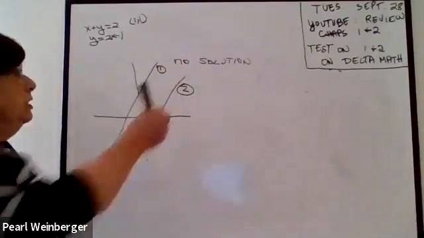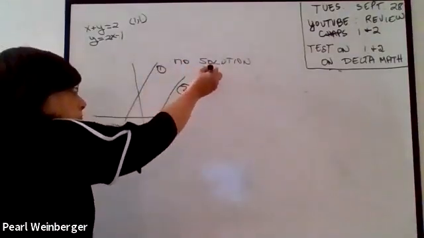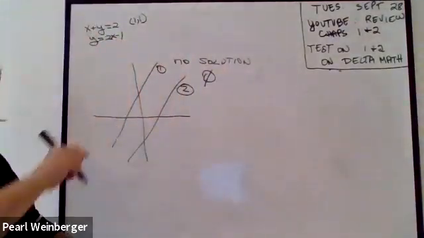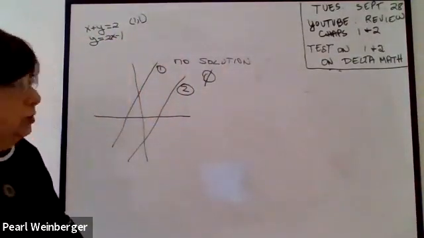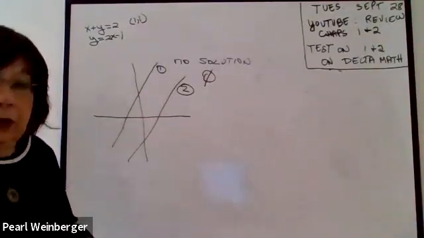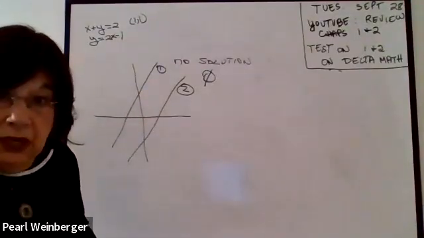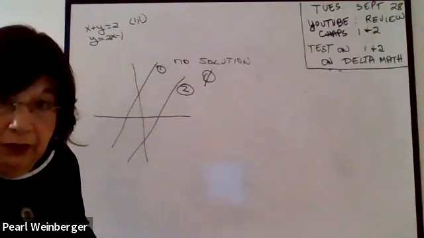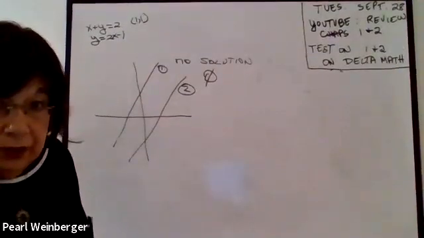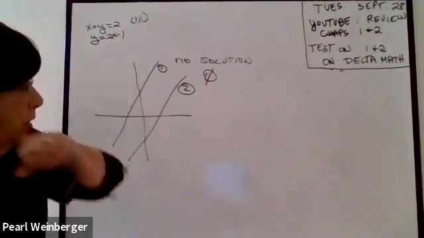No solution. Sometimes we just use the word no solution. Sometimes we use this 0 with a line through it to indicate no solutions. When does this happen? When the lines are parallel. Would we be able to tell if the lines are parallel ahead of time? Anybody have any suggestions? How would you know if the lines were parallel ahead of time?